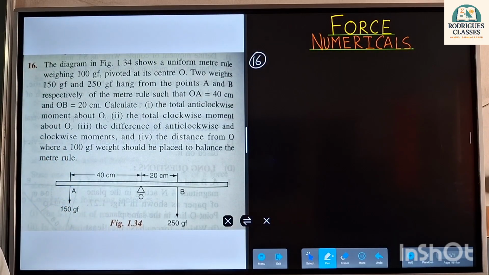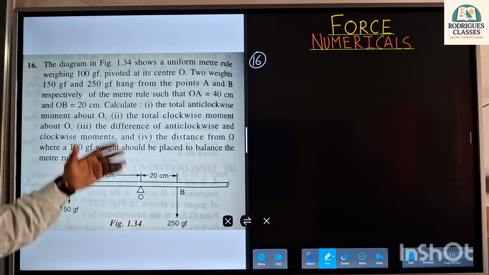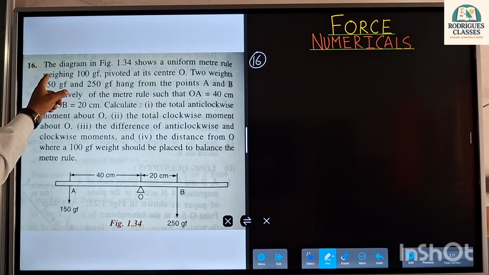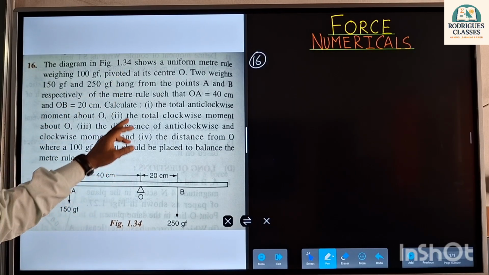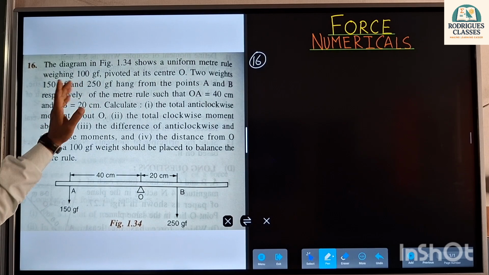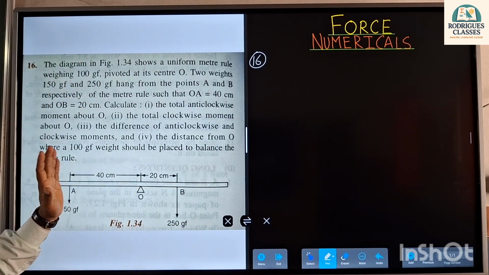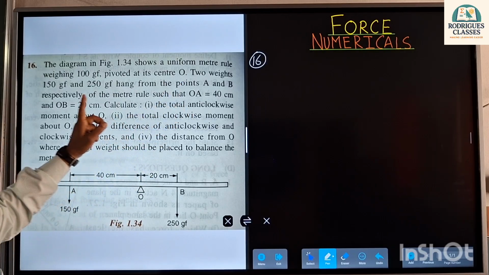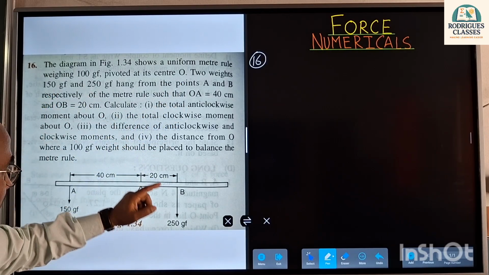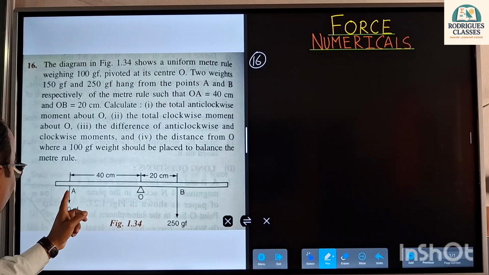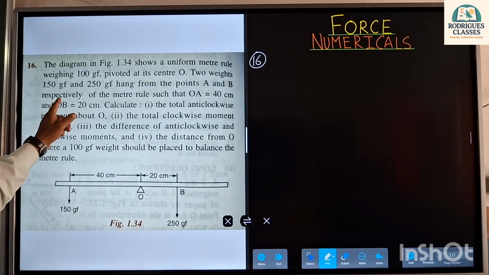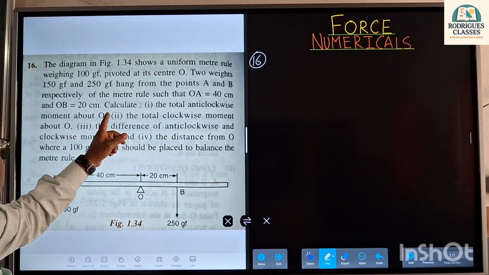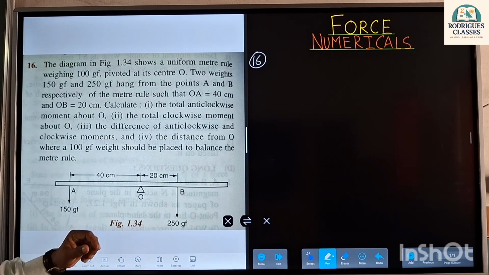Now let us come to the next one, numerical number 16, a long question, but it is a simple one if you do it step by step. Question says the diagram figure 1.34 shows a uniform meter rule weighing 100 GF. So the weight of this rule is 100 GF, that is given, pivoted at its center O. Two weights of 150 GF and 250 GF are hanging from point A and point B respectively, and then the meter rule says that OA, this length, is 40 centimeter, and OB, this length, is 20 centimeter.